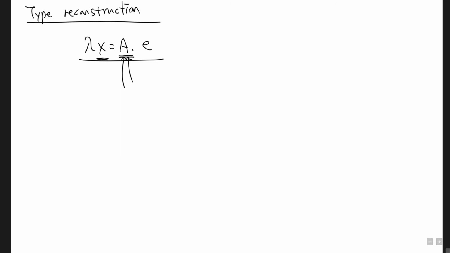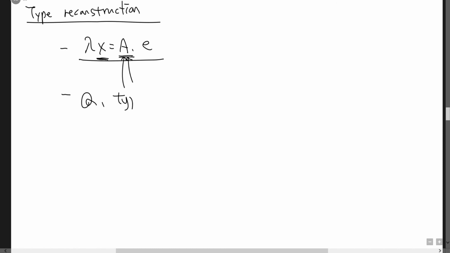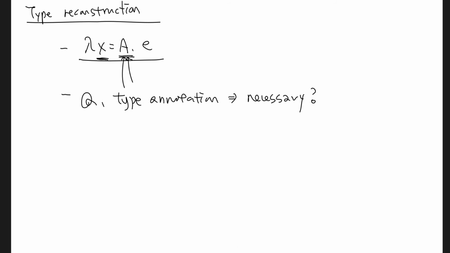The question is this type annotation: is it absolutely necessary, or is it preferable? Is it necessary? So you might claim that writing this type annotation is always a good idea because it gives you more information about this expression. In practice, it may not actually be a good idea to write this type annotation every time.